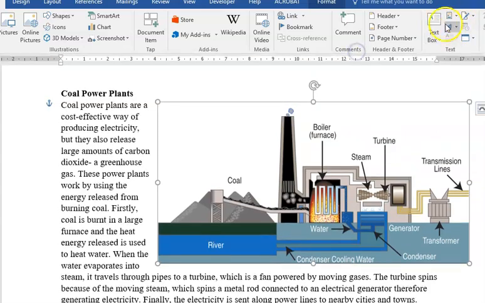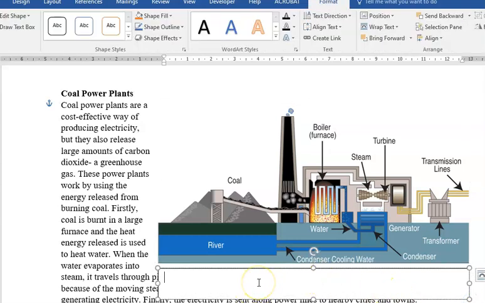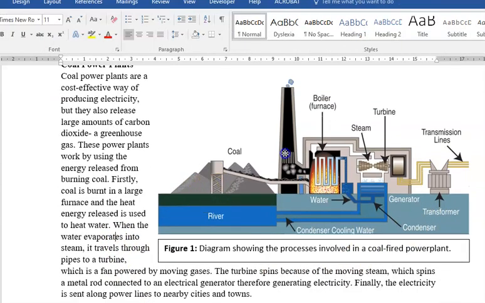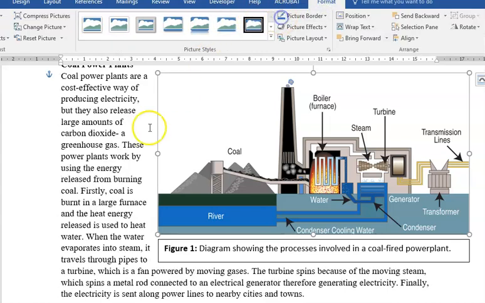So if we're in Word, the best way to do that is a text box. So I'll draw a text box underneath. Okay, so we'll call it figure 1, and then we just describe the picture with as much detail as we can so that someone knows what it means. So this is a diagram showing the processes involved in a coal-fired power plant. Okay, so that's a caption. And I'll also make the wrapping so it's not on top of the text. All right. It's probably a good thing to put a border around the picture too.